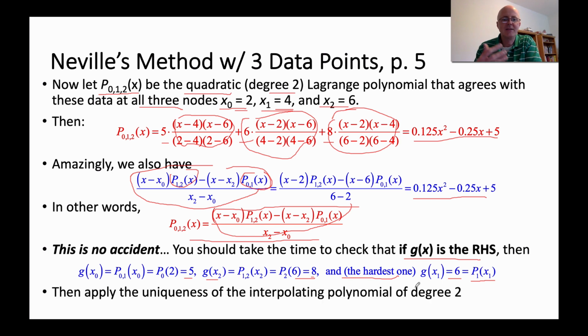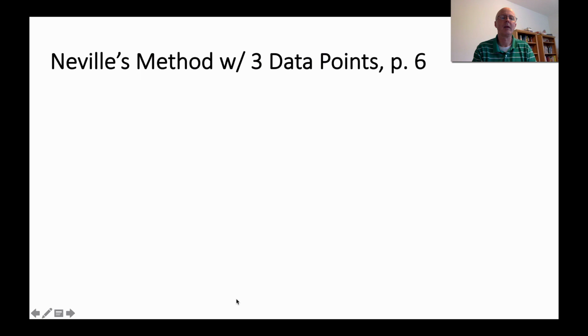Then you can apply a theorem to verify that this g must have to be this. There's something called a theorem that says that the interpolating polynomial is unique. We have a unique interpolating polynomial of degree 2. In general, when you've got 3 points, you're going to have a unique interpolating polynomial of degree less than or equal to 2, but we know it's got to be 2 in this case. Take a breath. More to come here.